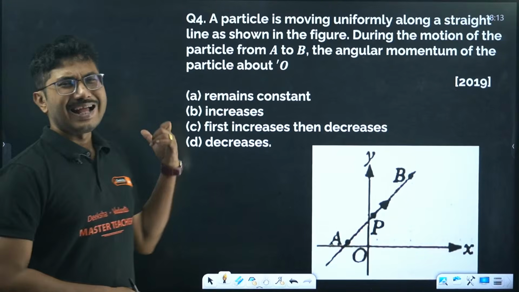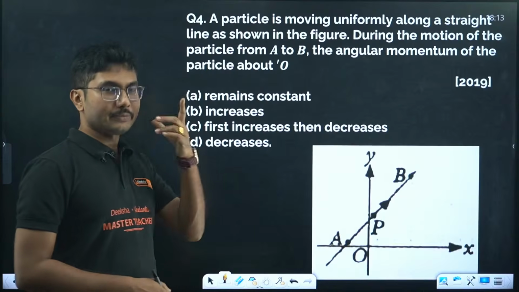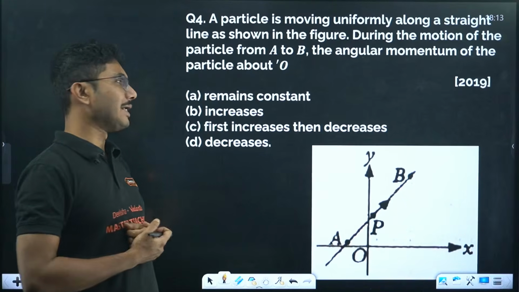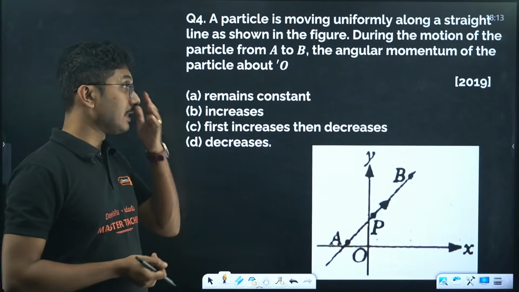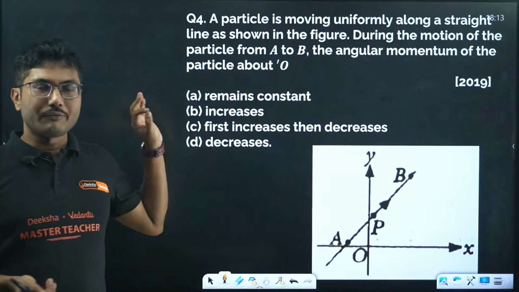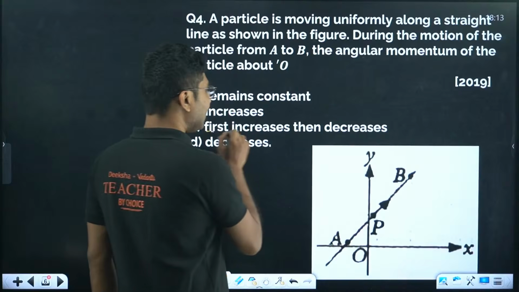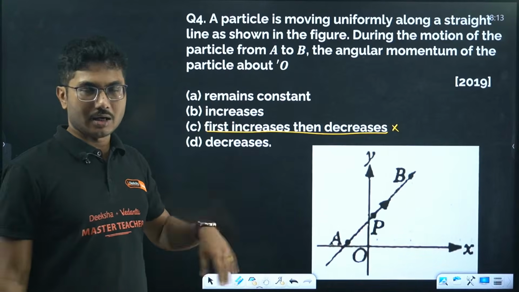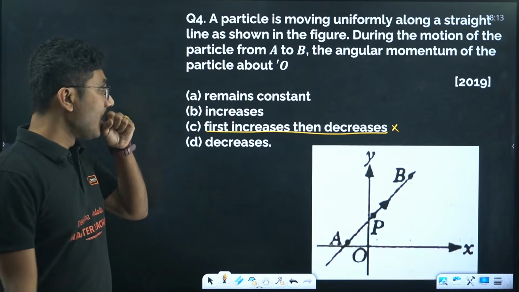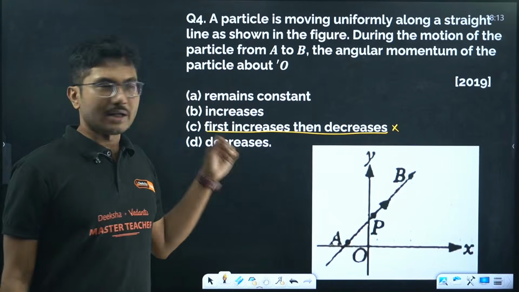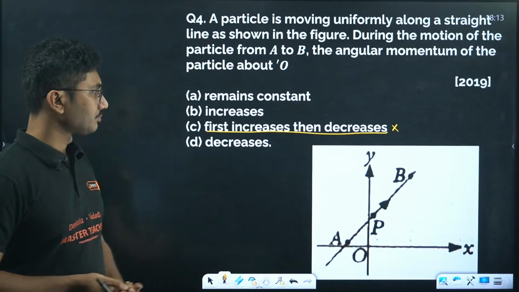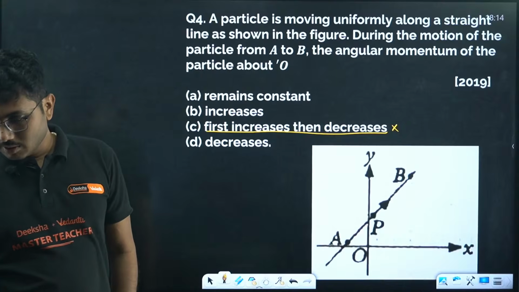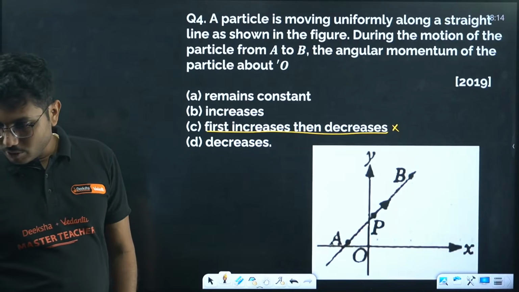Now remember that generally, except one special case, that question I think I will discuss in Sunday's live. That chapter is there in Sunday's live, not today. Except for very few special cases, increases and decreases are actually wrong options. First increases then decreases, that is a wrong option. So it can be constant, it can increase, it can decrease. This is just given as a very common poor option. Okay, so let's see who has answered this.